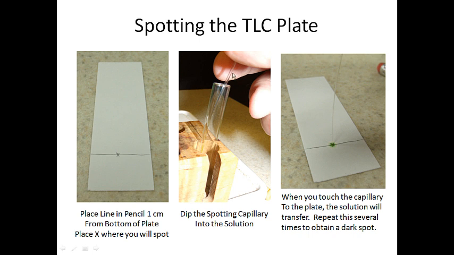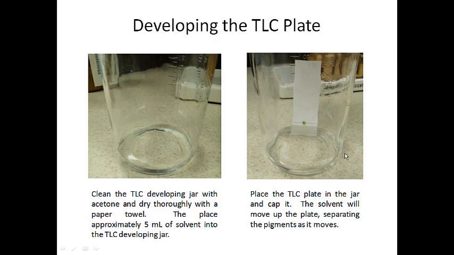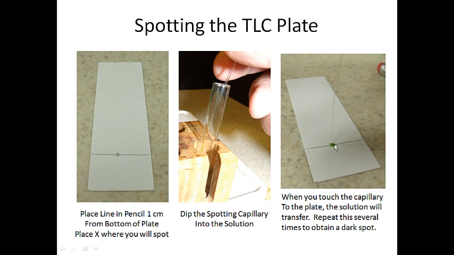Then you're going to take a small capillary, which is really thin, and dip that into the solution. Some solution will then be drawn up, and when you touch the tip of that capillary to the TLC plate, the solution will transfer out. And you have to do this 5, 6, 7 times because you want that spot to be really dark, because the darker the spot, the better you'll be able to see the other spots as it separates during the TLC development. So you want to spot it probably 5, 6, up to 10 times to make sure that your spot is as dark as you can get it.